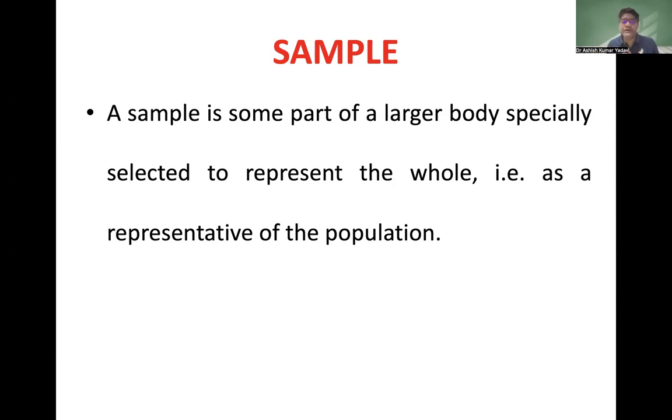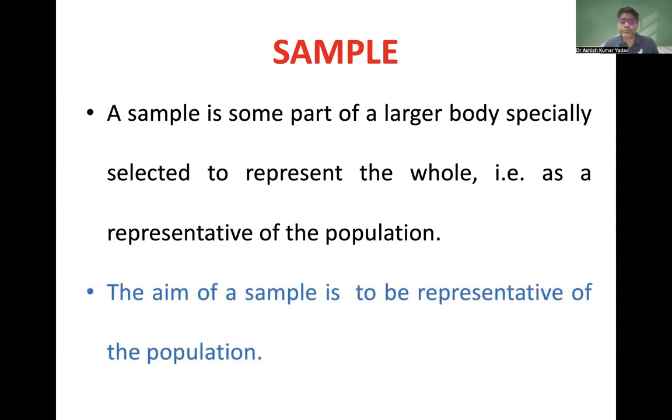Let's see. A sample is some part of a larger body, specially selected to represent the whole, that is, as a representative of the population. Let us understand it deeply using one example. The aim of a sample is to be representative of the population. This is the aim for an ideal sample.